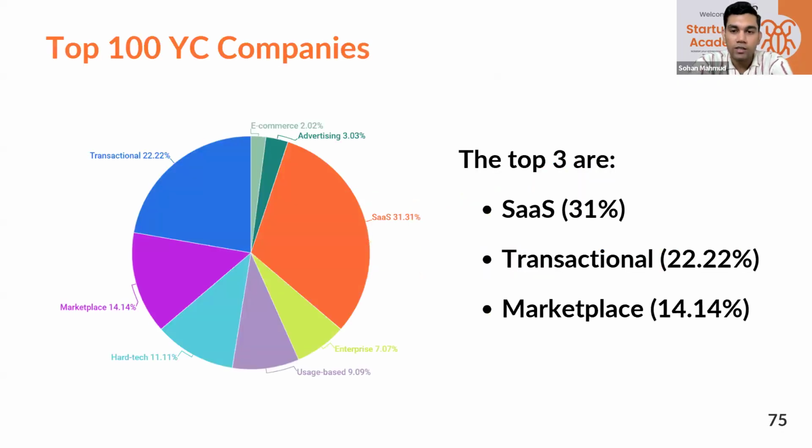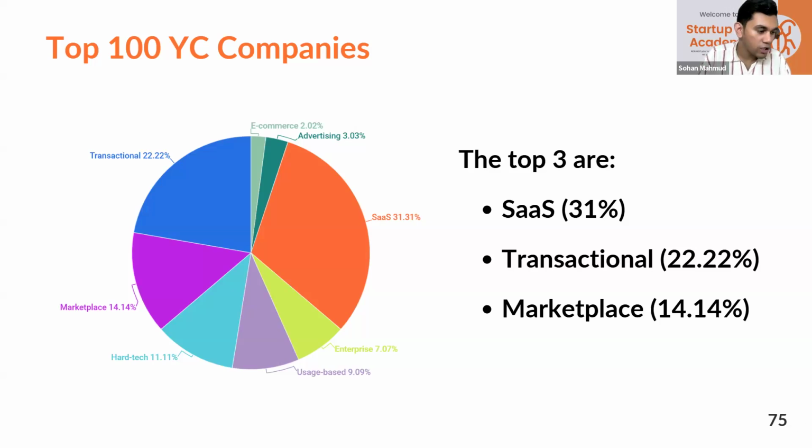If you look into the top 100 companies, you'll see the top 3 are SaaS, transactional, and marketplace. SaaS holds 31% of the total businesses who are part of this model. So there are also other things after SaaS, transactional, marketplace. You can see hard tech also plays a big role, and enterprise, usage based.